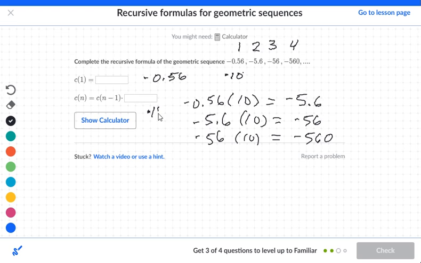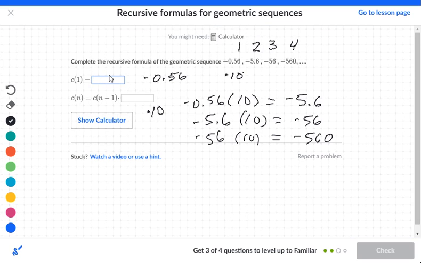So our rule is we're multiplying by 10. So the top box we're going to say negative 0.56, and then we're timesing each time, or multiplying by 10. So our rule is multiplying by 10.